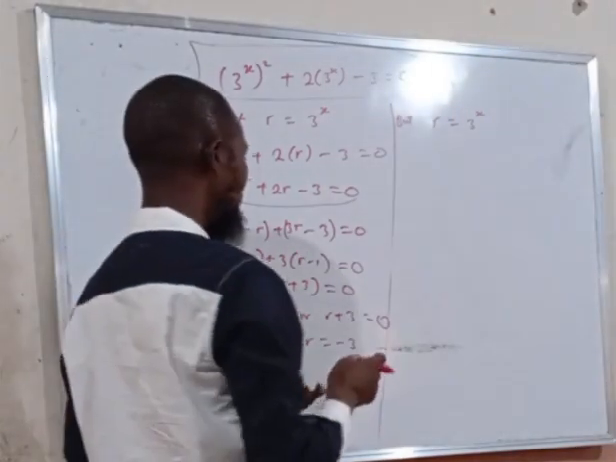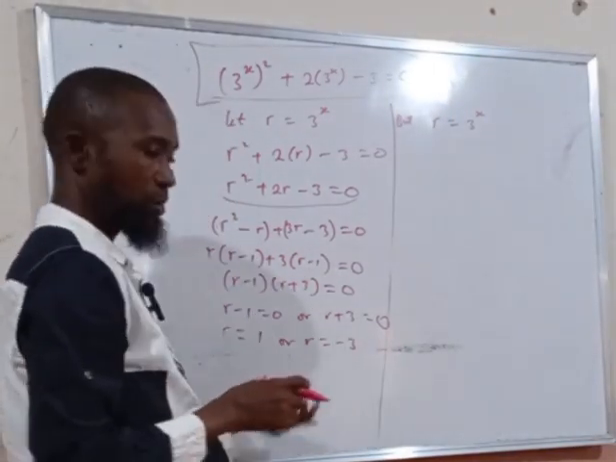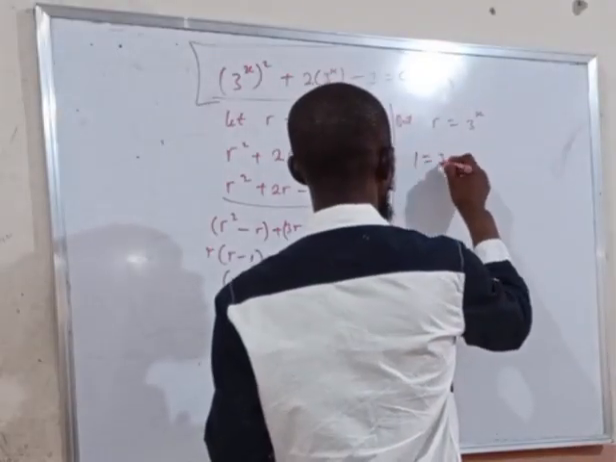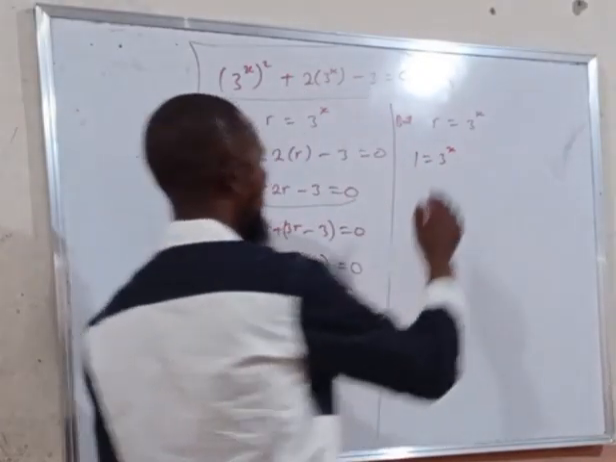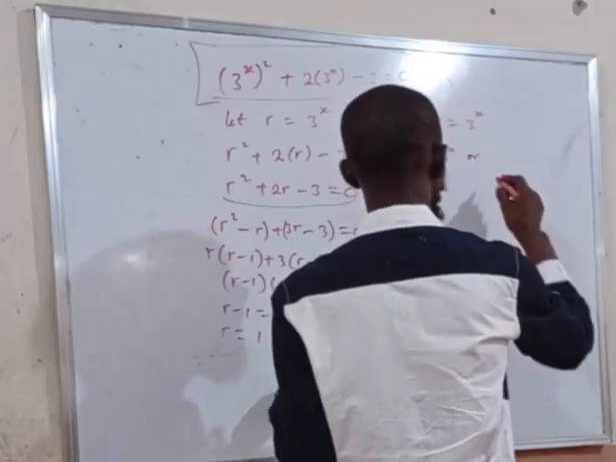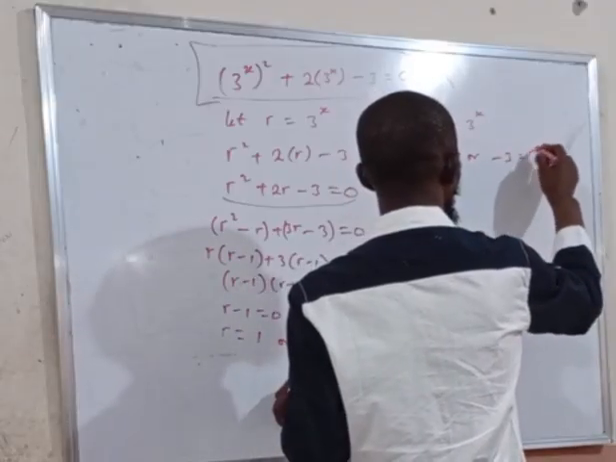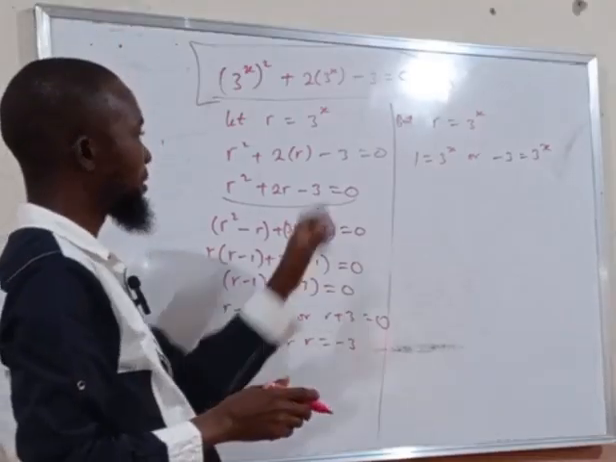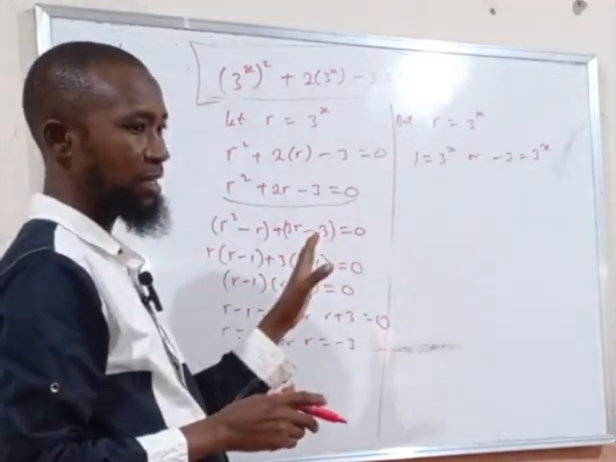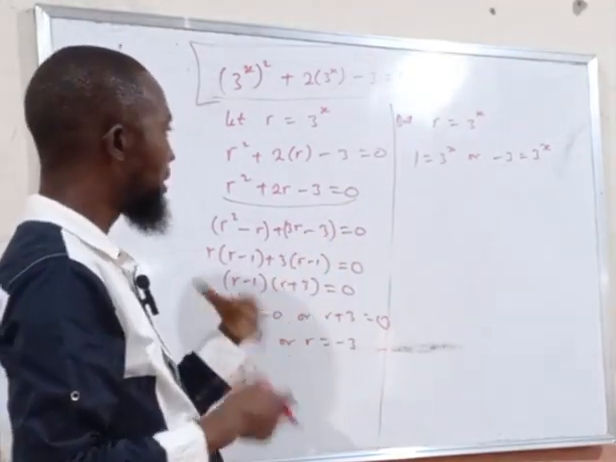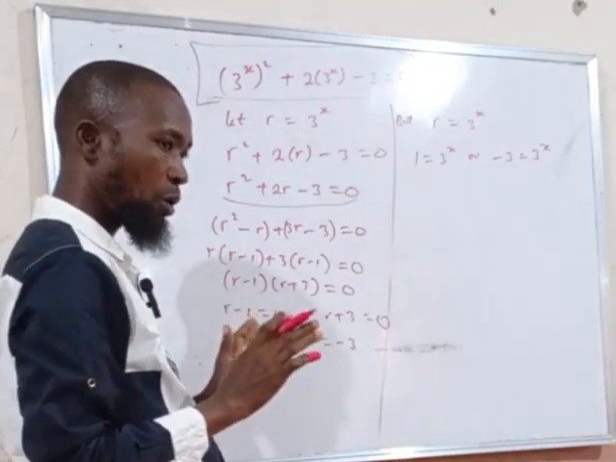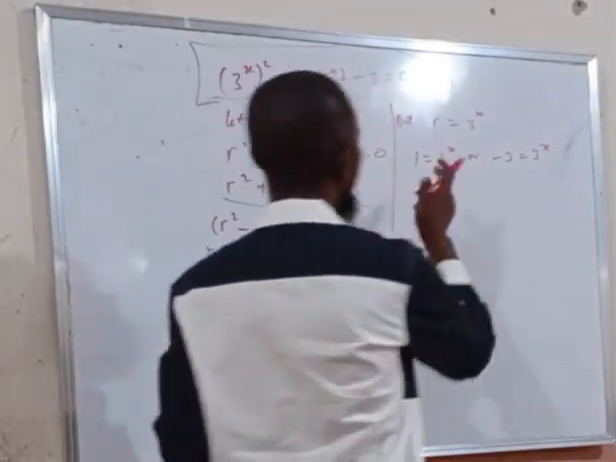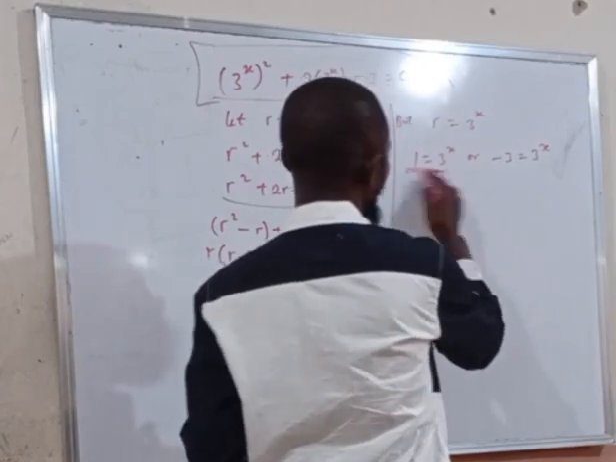Now that R is equal to 3 raised to power x, we know R has two values, right? So that means I can say 1 is equal to 3 raised to power x, or I can say minus 3 is equal to 3 raised to power x. So you can see it looks somehow like indices now, right? So now we can apply our laws of indices. Is it clear? Now, what sense can you make from this?